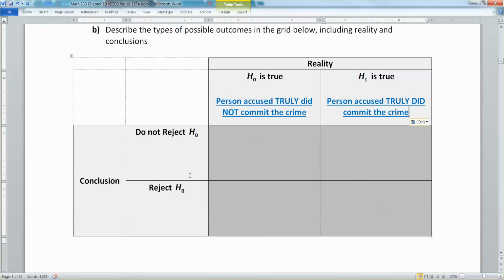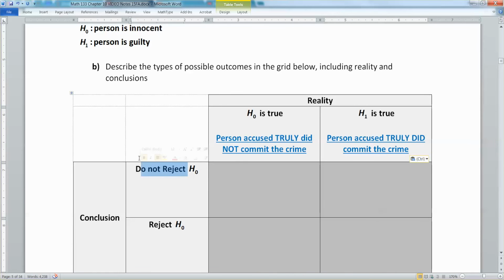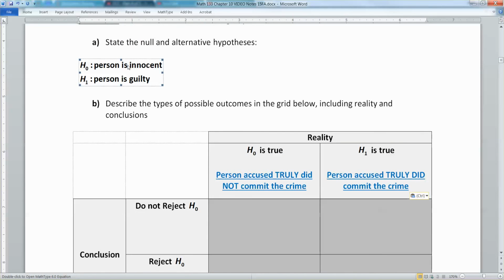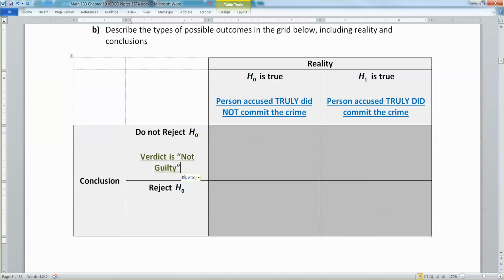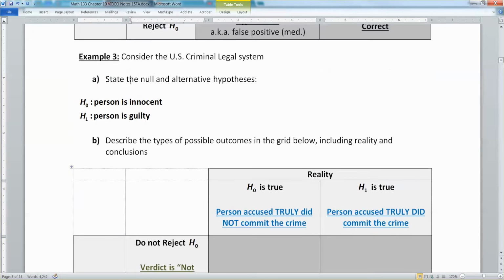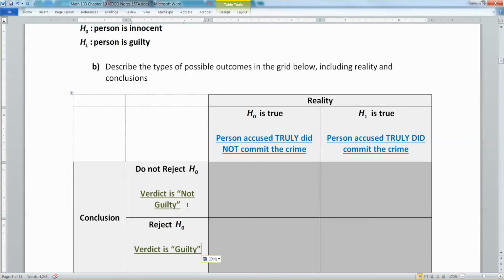Now, what are the possible verdicts? If I do not reject the null hypothesis, that means I'm letting the null hypothesis stand. And the null hypothesis is that the person is innocent. So I'm letting that go, and I would cast a verdict of not guilty, not innocence. We'll talk more about that in a little bit. And if I reject that null hypothesis, if I reject their innocence, then I'm going to state that the verdict is guilty. That will be my verdict. Now, it's a verdict. I don't know the person is guilty. I think they're guilty within a reasonable doubt, or whatever the legal threshold is for this particular case.